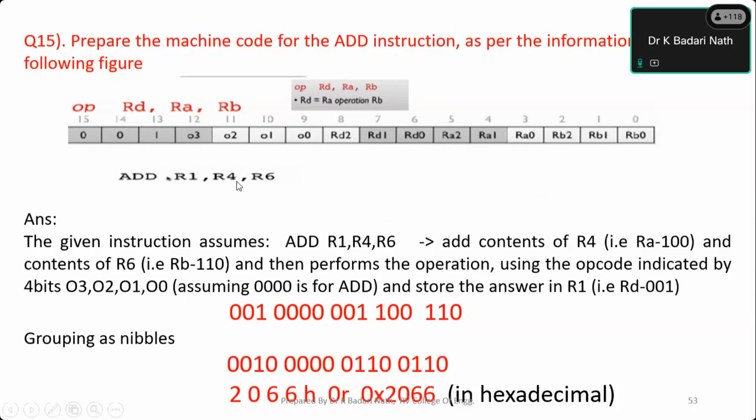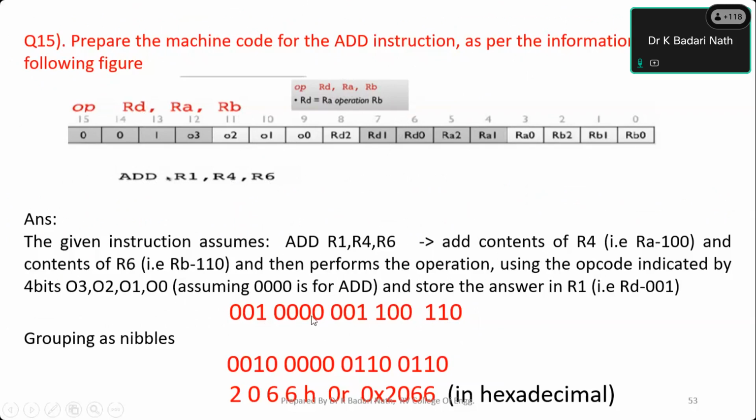Similarly, now R4. What is the binary code for R4? It's 1, 0, 0. So that has been represented where? In the position RA. You can look at here, bit numbers 3, 4, 5, I substituted with 1, 0, 0. Similarly, R6. What is the binary code for R6? In 3 bits, it's 1, 1, 0. So 1, 1, 0 is represented in the bit positions 0, 1, 2.